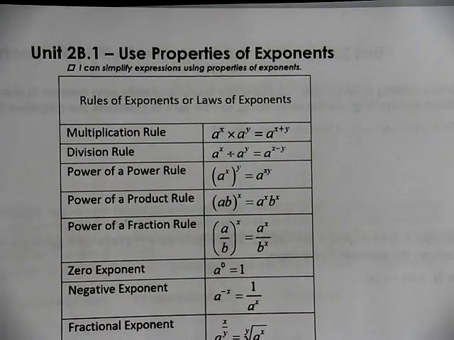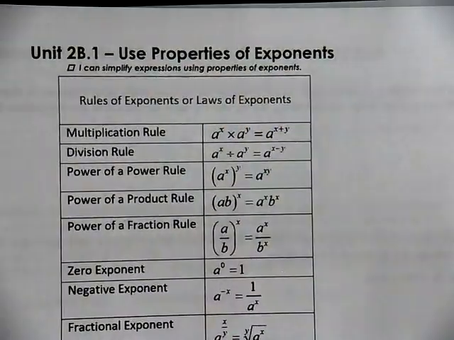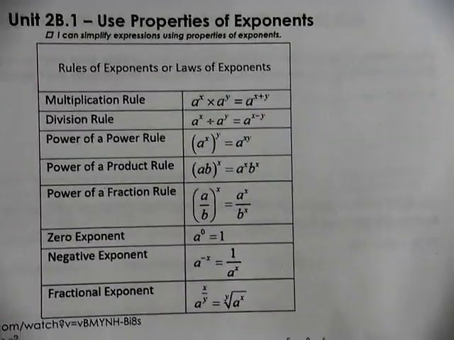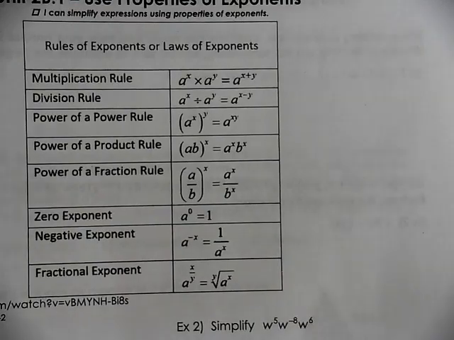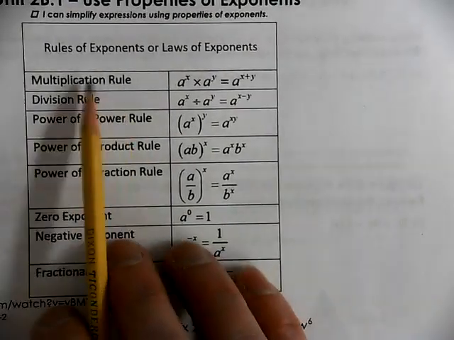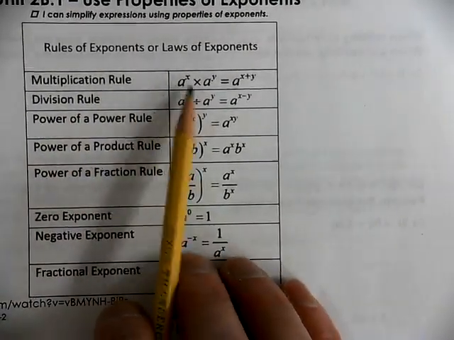This is Algebra 2 with Trig, 2b.1, talking about properties of exponents. Here's a little chart with many of our properties. The multiplication rule with working with exponents.